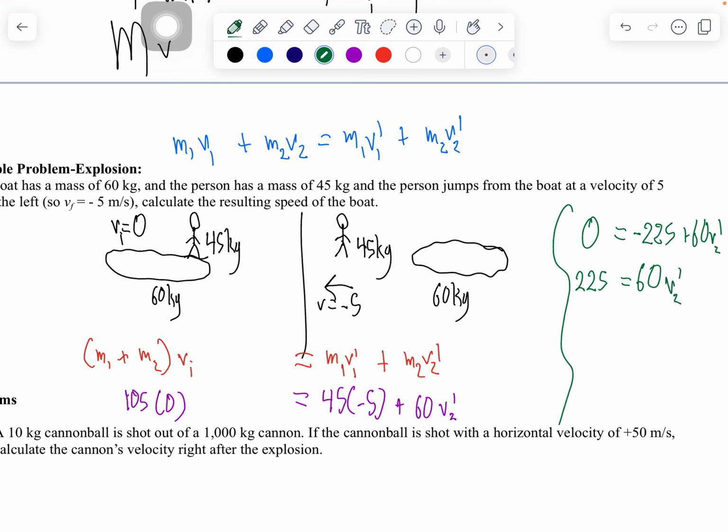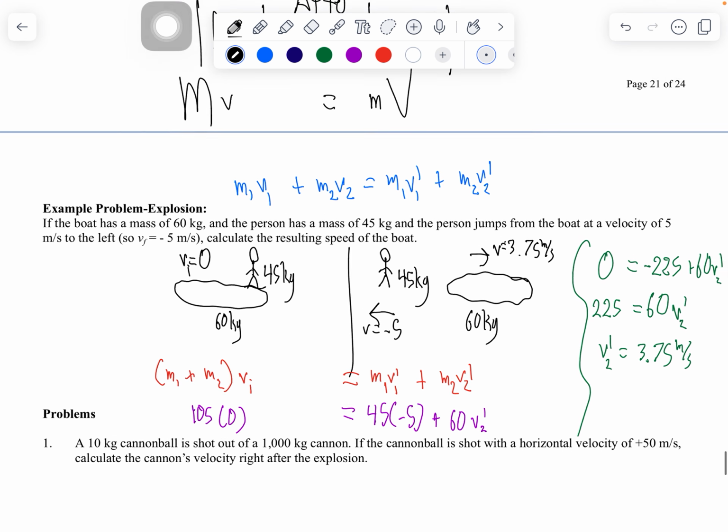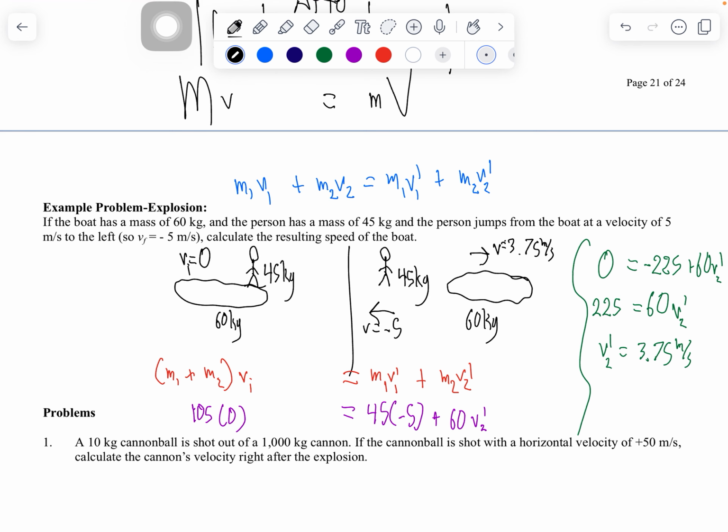Hopefully you can still hear me over the bell. 225 equals 60 v2 prime. Go ahead and divide 225 by 60. That gives you a velocity of our second object, the boat, after the collision, 3.75 meters per second. I get a positive value here, so of course that means the boat is moving to the right. This is how you set up all of your explosion problems.